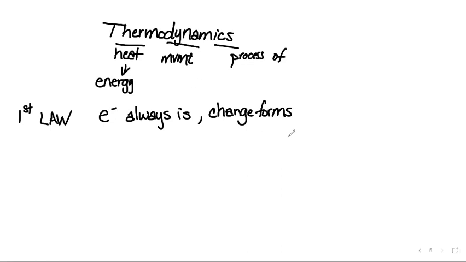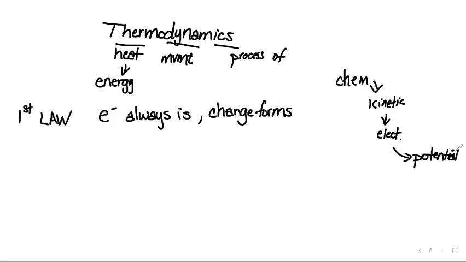Okay, so what this means is we can take chemical energy and turn it into kinetic energy, turn it into electrical energy, and then turn that into potential energy of something stored. So the energy is still there. We haven't created any new energy. We haven't lost any energy. We're just changing it from one form to another to another. This law is also termed the law of conservation of energy.